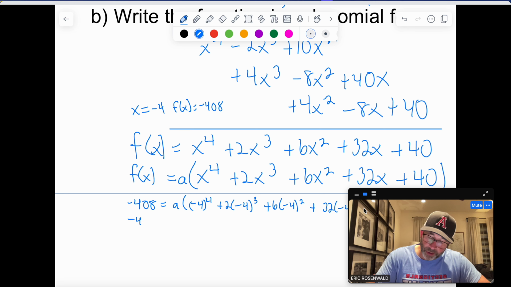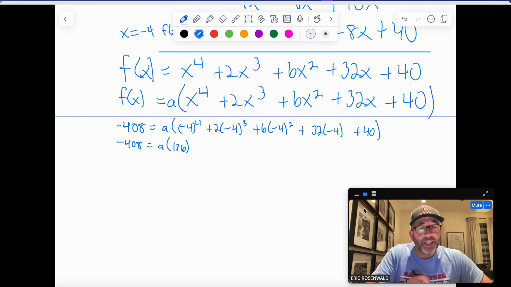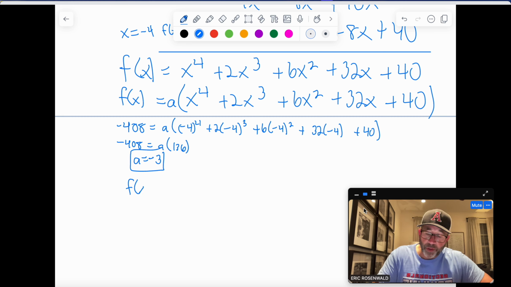So -408 is equal to a times 136. Divide both sides by 136. Dude, I totally just realized I was blocking me. I'm always in the way. So we get 136 there. And if we do -408 divided by 136, we end up with a is equal to -3. There's my answer. So now let's put it back with the function that we have here.